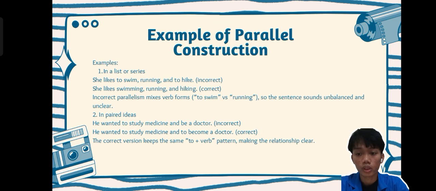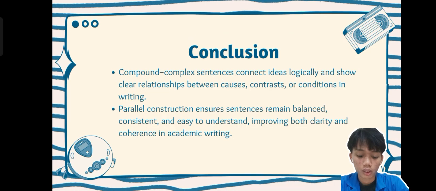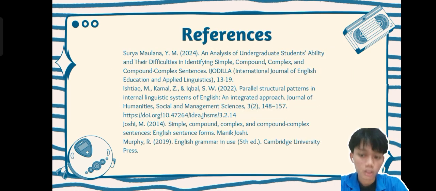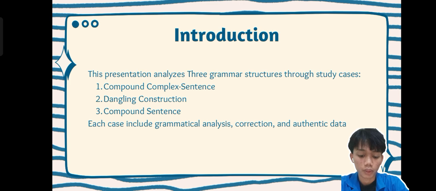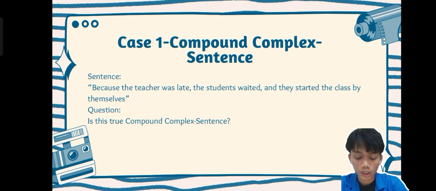Next, we'll move to the three grammar case studies included in this project. First, compound-complex sentence. Second, dangling construction. And third, compound sentence. Each case shows an analysis and an example based on authentic grammar data. The first case is about compound-complex sentences. Here's the example sentence: Because the teacher was late, the students waited, and they started the class by themselves.